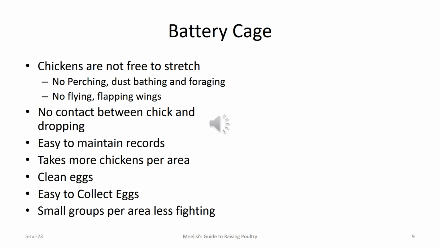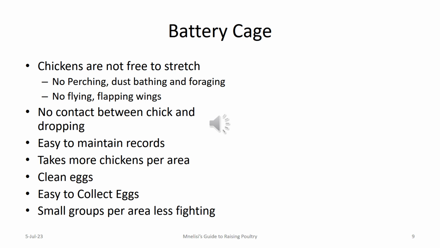Let us now look at the battery cage system. On this system, the chickens are not free to stretch, no perching, no dust bathing, no foraging, no flying, no flapping wings. You can see that it feels like the chickens are in jail.